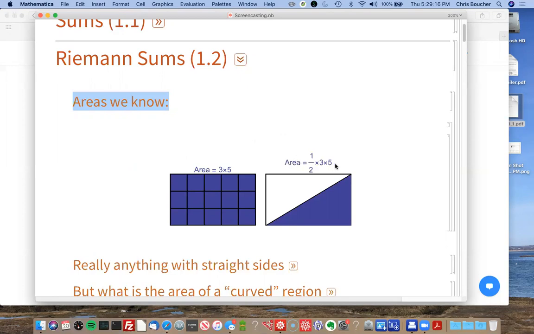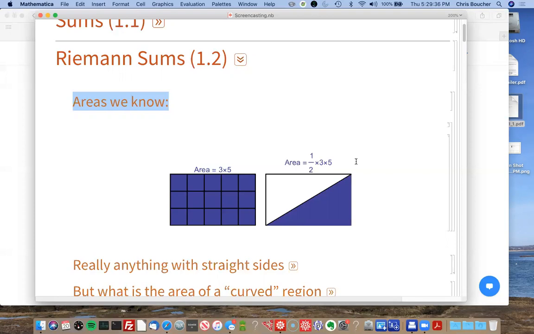The area of a triangle, well, a triangle is kind of half a rectangle, at least, a certain kind of triangle. And so its area should be 1/2 of the length times width, and we usually call those things base and height when we're talking about a triangle. So these are the kinds of areas that we know how to compute.